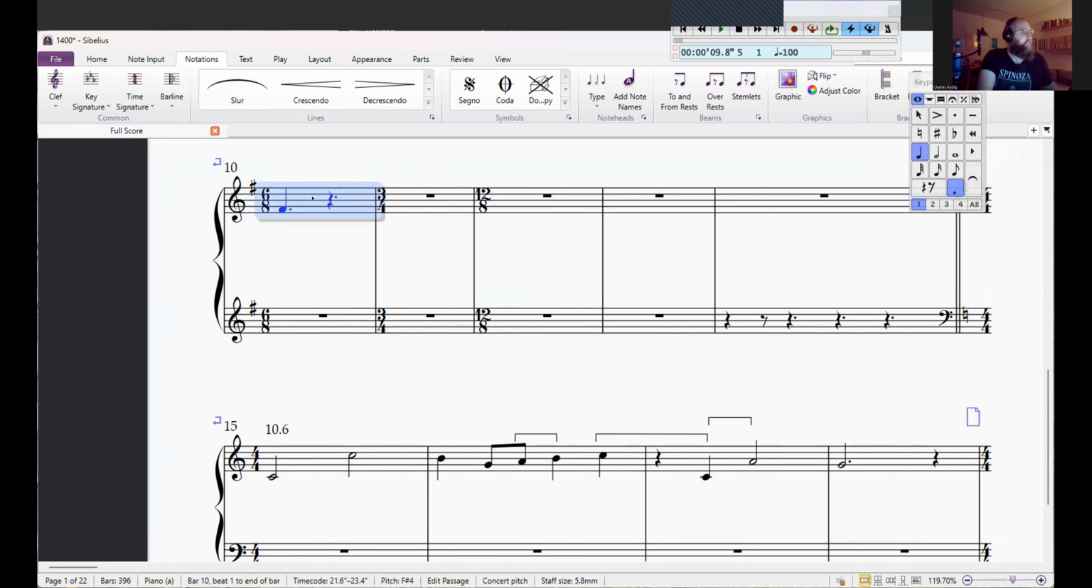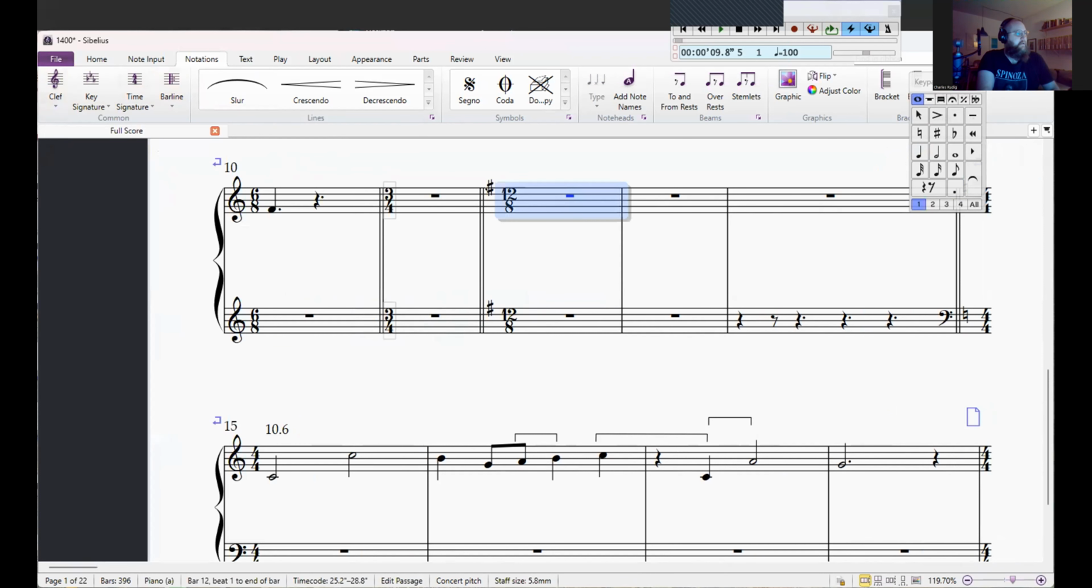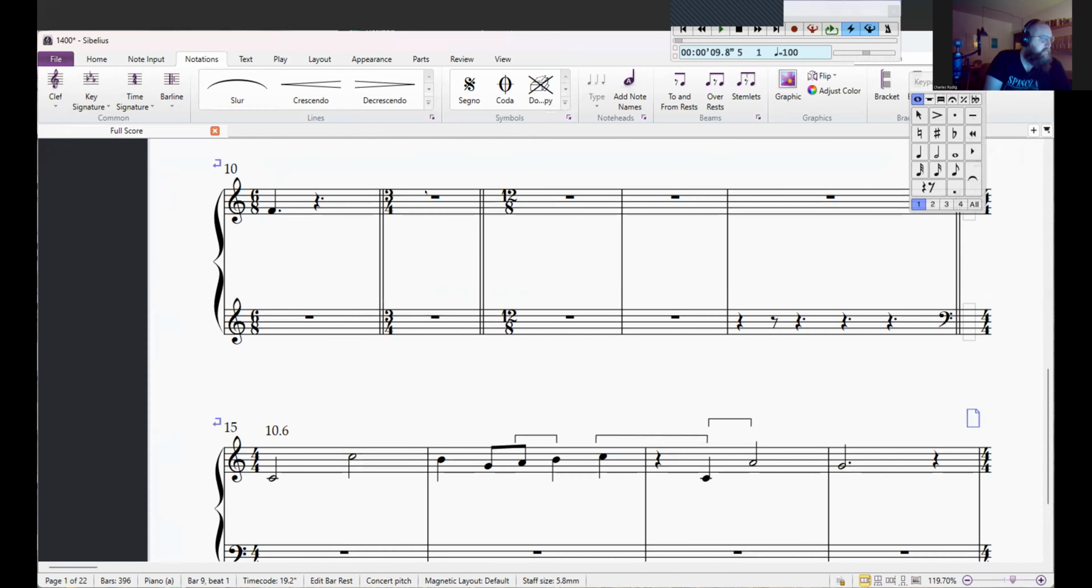Let's get rid of that. No. No key signature. No. Okay, come on. There we go. Why is this? Just stop, Sibelius. I just want something simple. Okay.